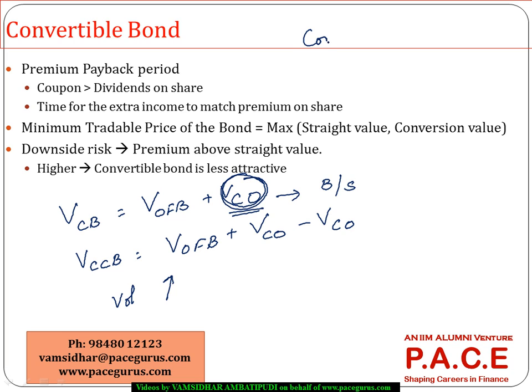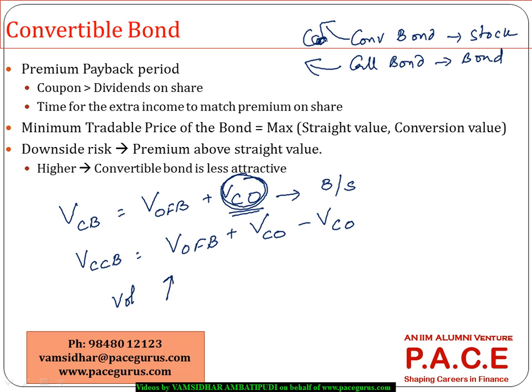Remember that in a convertible bond, the call option is on the stock, whereas in a callable bond, the call option is on the bond. The call option will reduce the value of the callable bond, but it will increase the value of the convertible bond. So all these small things need to be remembered for the computation purposes.